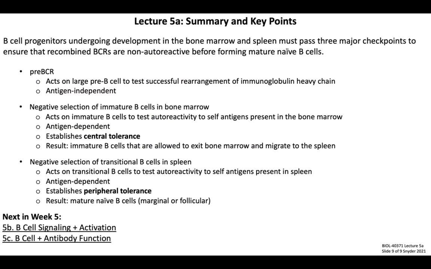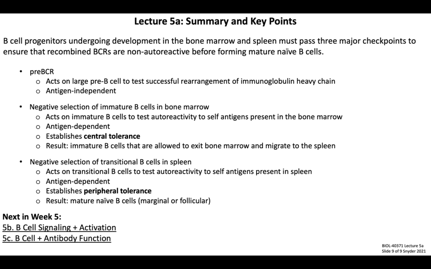To summarize, in this lecture we've learned that progenitor cells undergoing B cell development in the bone marrow and spleen must survive 3 major developmental checkpoints. These checkpoints exist to ensure the main criteria of functional B cells, which is that they must not react to self-antigen in order to preserve immunological tolerance, but they must be able to recognize foreign antigen. Only the B cells that survive through these 3 checkpoints can then go on to form mature naive B cells, which are further subdivided into marginal zone or follicular B cells based on their location in secondary lymphoid organs.